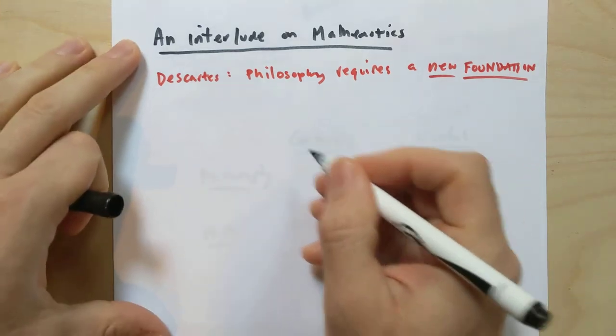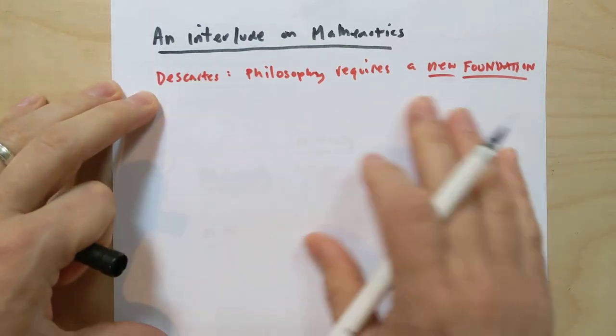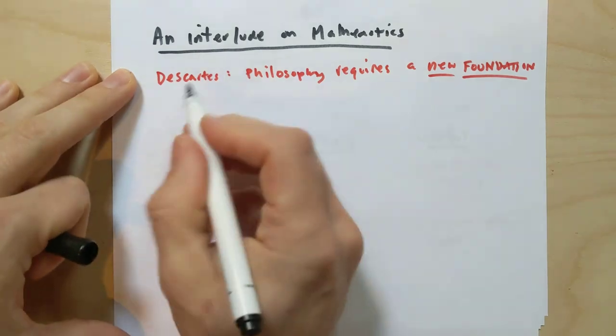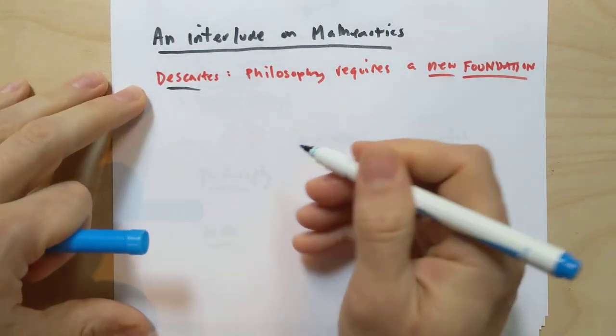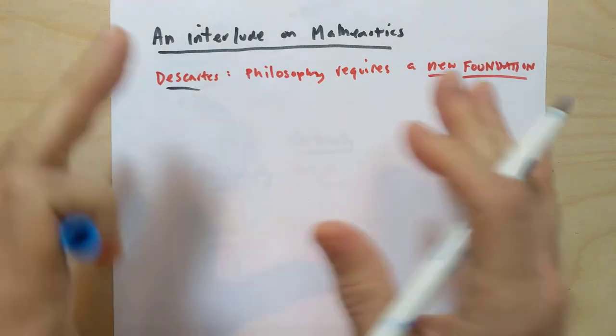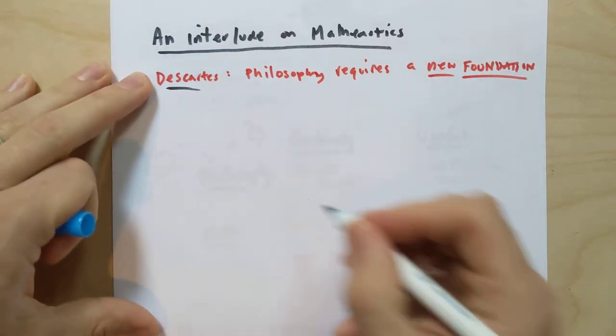Descartes, just as a big idea, just to give you a historical perspective, right? He developed something that's called analytic geometry. And analytic geometry was sort of this combining of a classical sort of geometry with algebra, right?